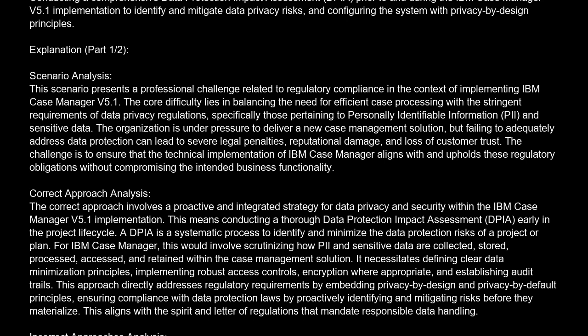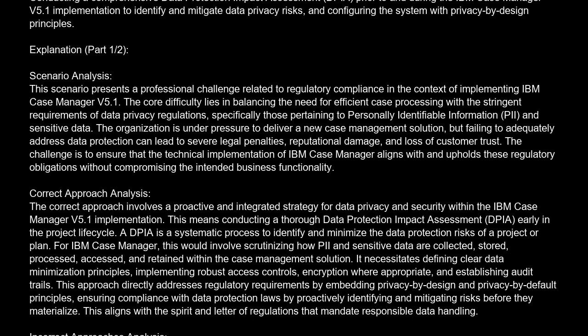The challenge is to ensure that the technical implementation of IBM Case Manager aligns with and upholds these regulatory obligations without compromising the intended business functionality. Correct approach analysis. The correct approach involves a proactive and integrated strategy for data privacy and security within the IBM Case Manager v5.1 implementation.